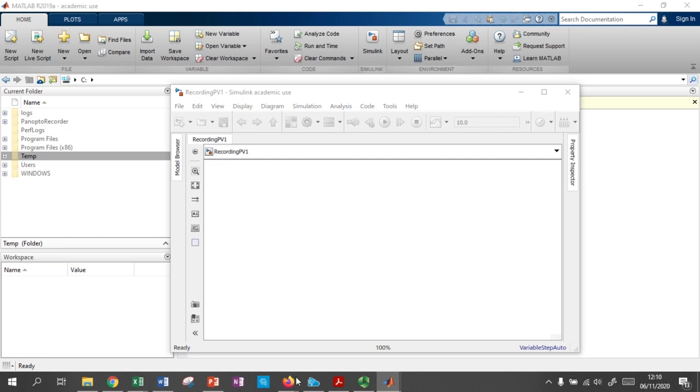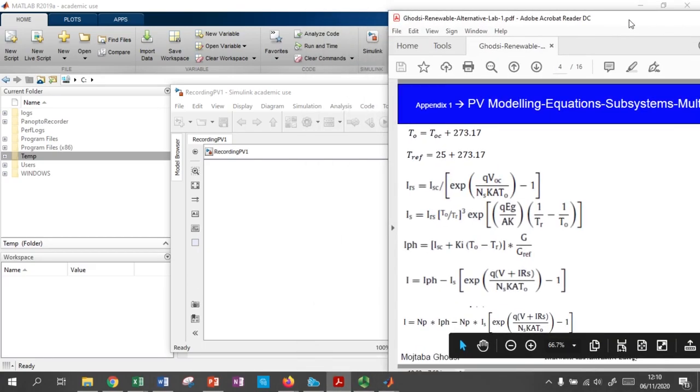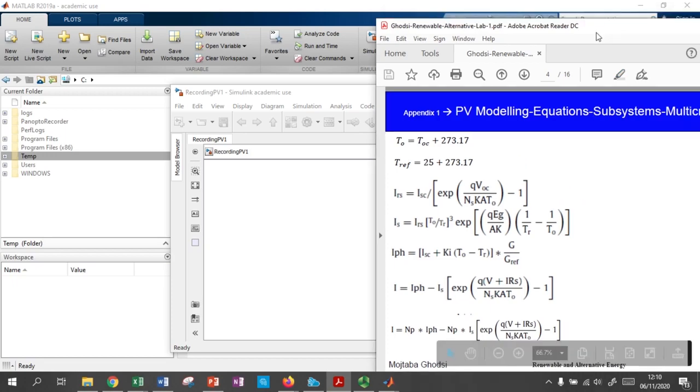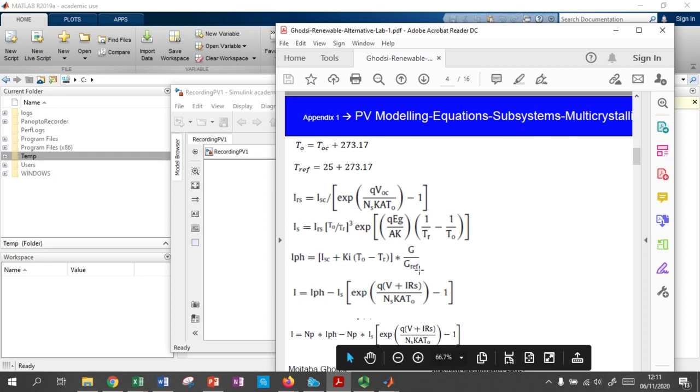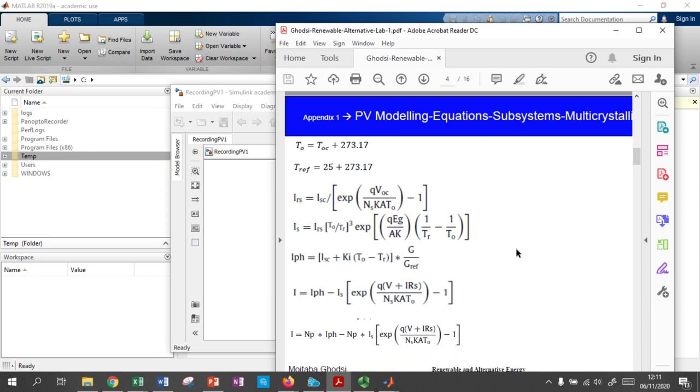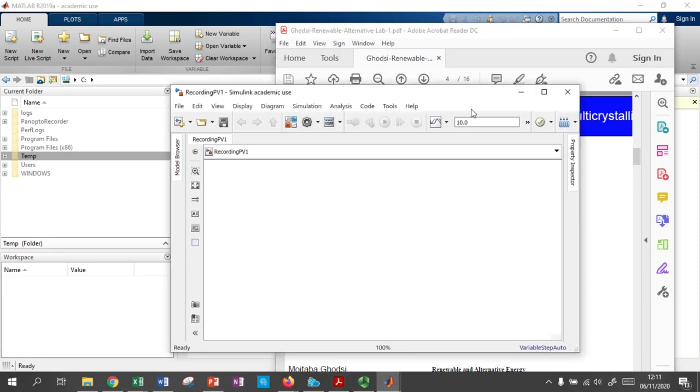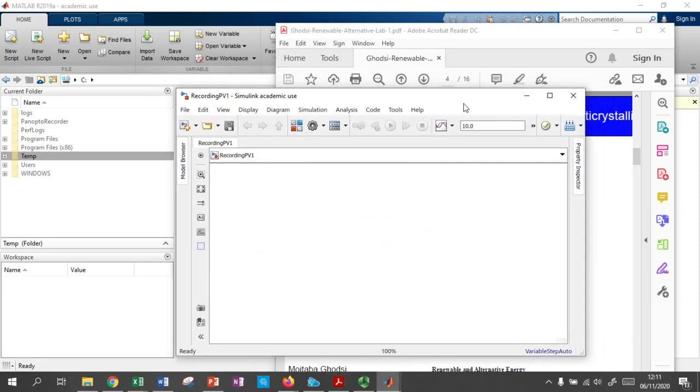Now I would like to make and to solve these equations that I mentioned here for you. In order to solve this equation, there are PV modeling equations and using the subsystem, and in the multicrystalline PV solar panels we have this type of equations. Look, we have this series of equations and we would like to find out the relationship between voltage and current and power versus voltage. Now look, I would like to use Simulink, and as I explained, I save it under the recording PV.